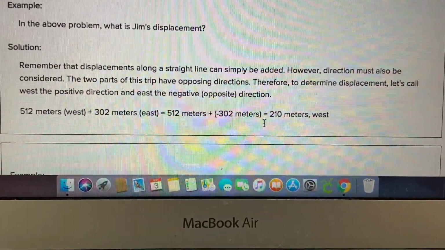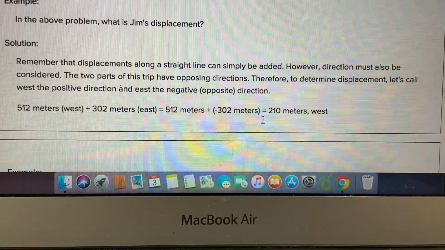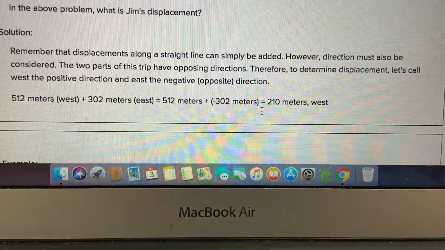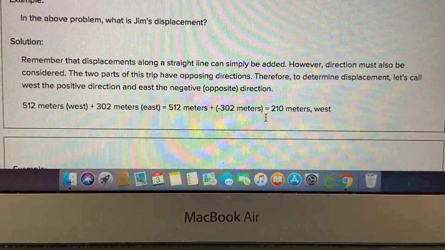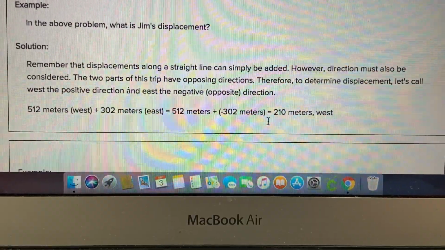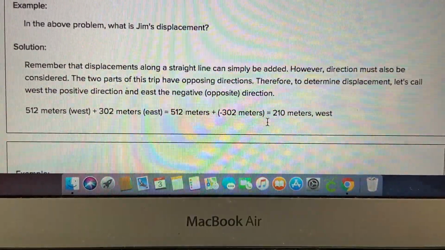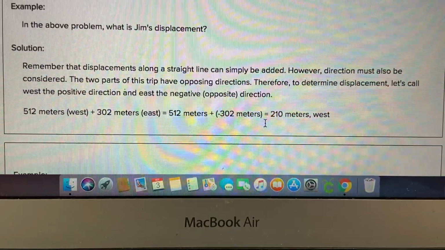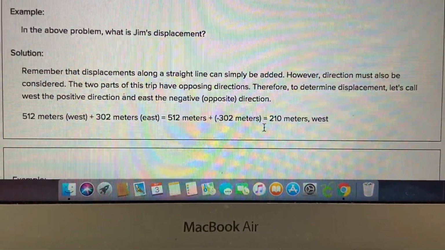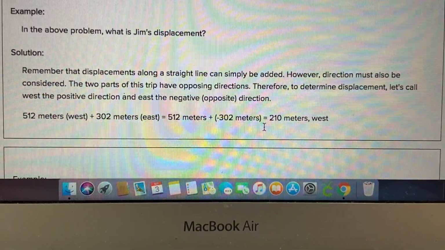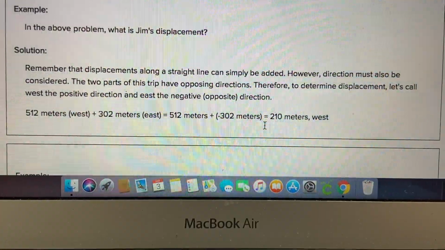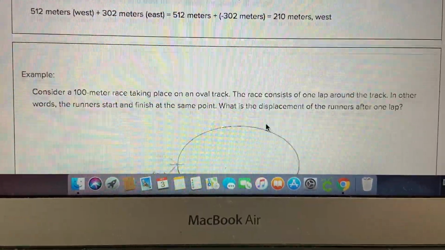So he basically walked 512 meters west. He turned around and walked back 302 meters the opposite direction, which is east. So that's why you take 512, you subtract 302, and you get 210 meters west. Because when he stopped walking, he was facing towards the west. First he went 512 west, he came back and went 302 east, and that leaves 210 meters west still left.